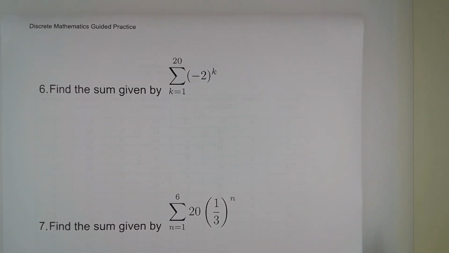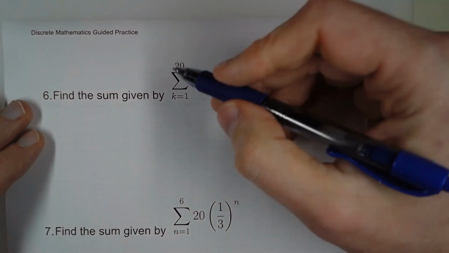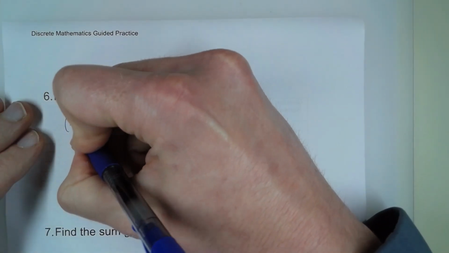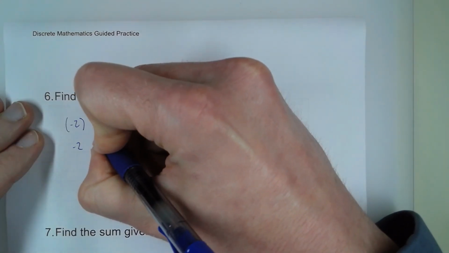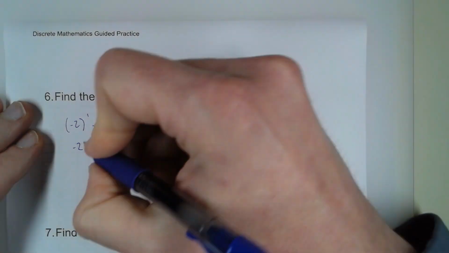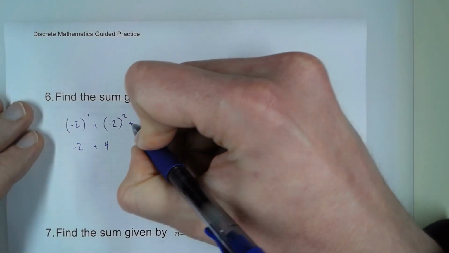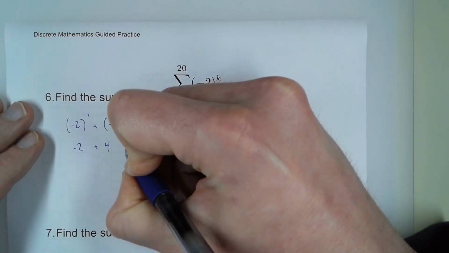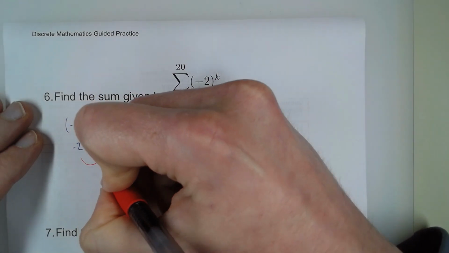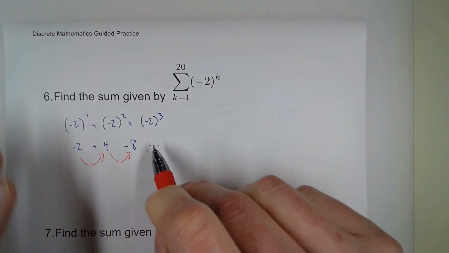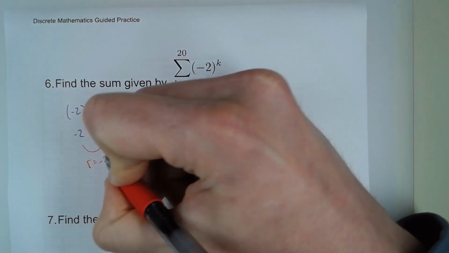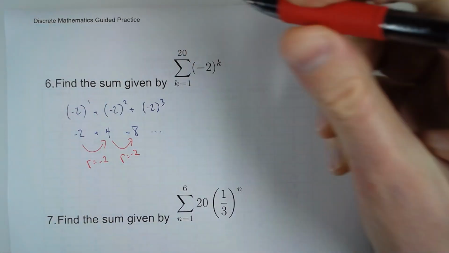So on to the last page. Here, we're plugging in 1 all the way up to 20. So negative 2 to the first is negative 2. Negative 2 squared. Remember that when we square a negative, it becomes positive. So it's plus 4. Negative 2 to the third is negative 8. So here we're not adding the same number. Here we are multiplying. This is a geometric. And so the r, the common ratio, is negative 2.